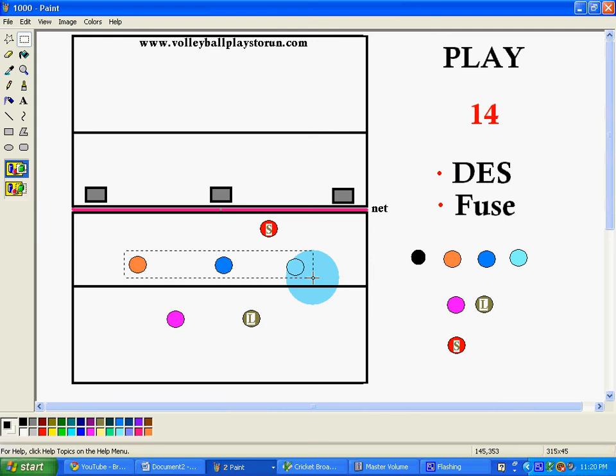This is the front row wish. This is not the way they receive the ball. This is how they start the play. Okay, let's get right to it.